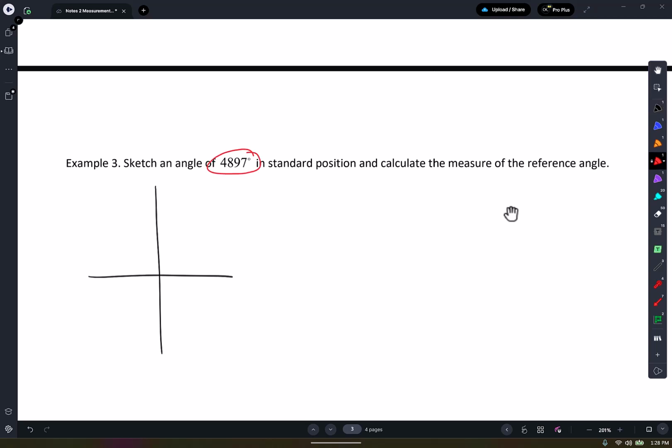They want to know where that is in standard position. That just means coming from the origin, and calculate the reference angle. So what you're going to do, you're going to take the 4897 and divide by 360, because that's going to tell us how many revolutions it did. Does that make sense? So I'm going to go to Desmos.